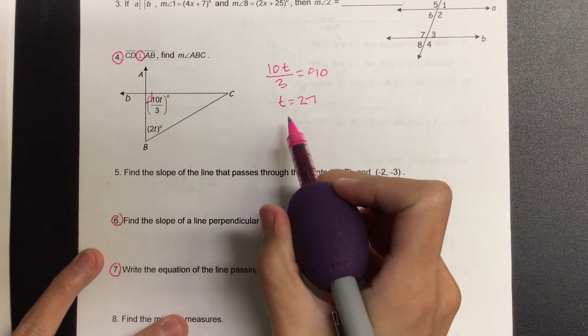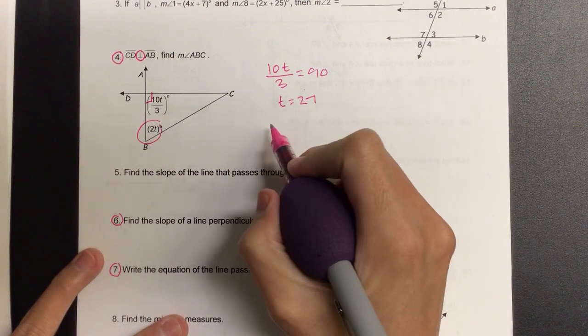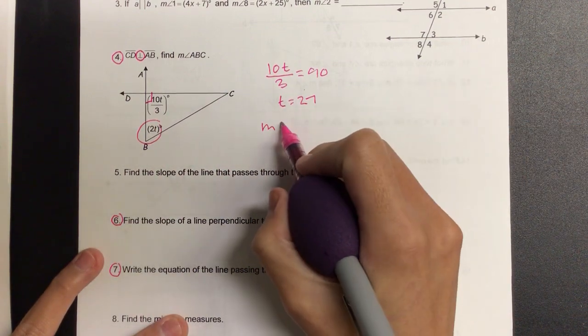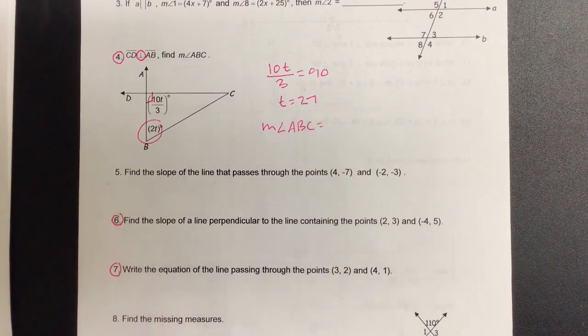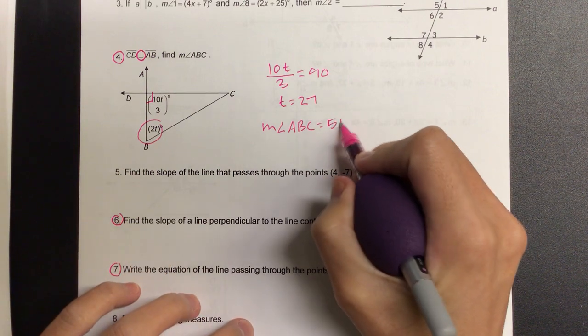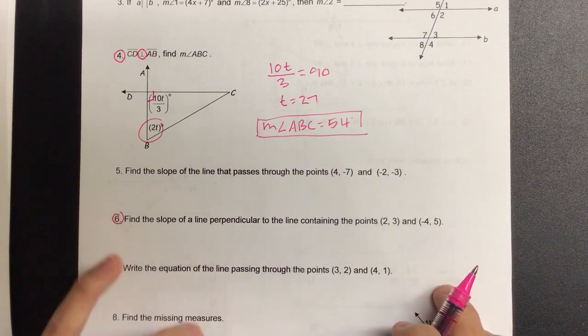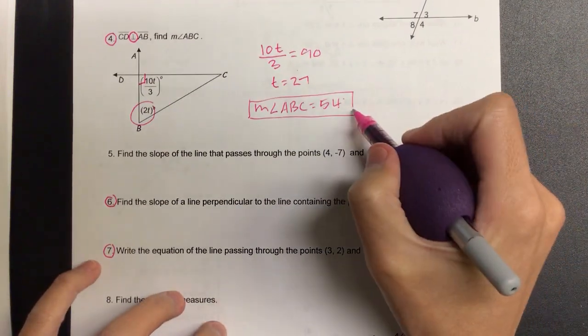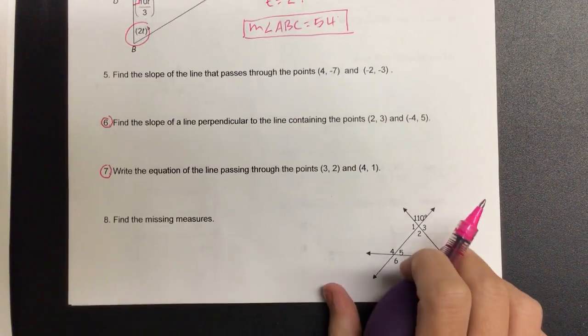And then it says to find angle ABC, this angle right here. So we have measurement of angle ABC. So if I double 27, how many? 54. Boom. I can box now without pain. Isn't that good? Progress. All right.